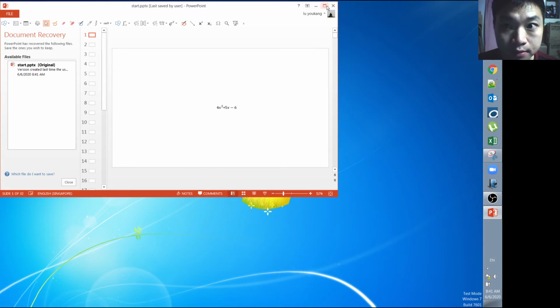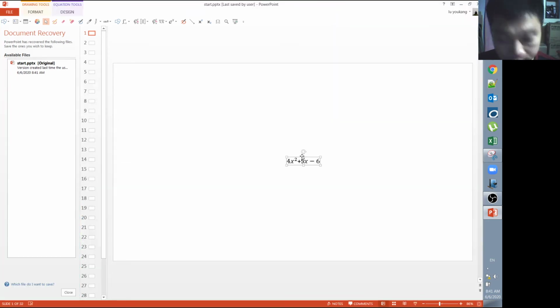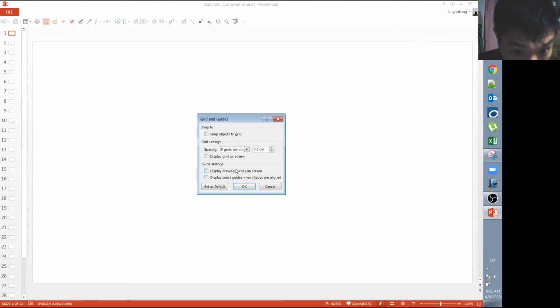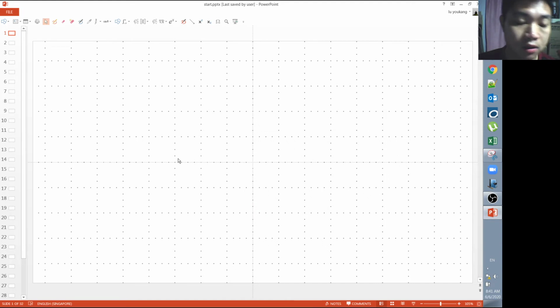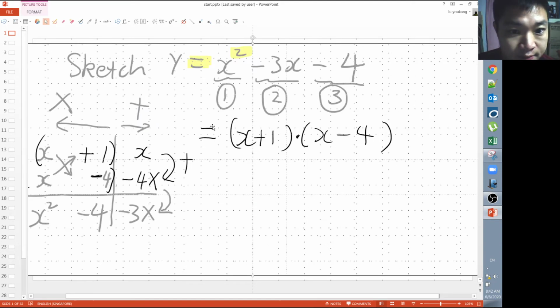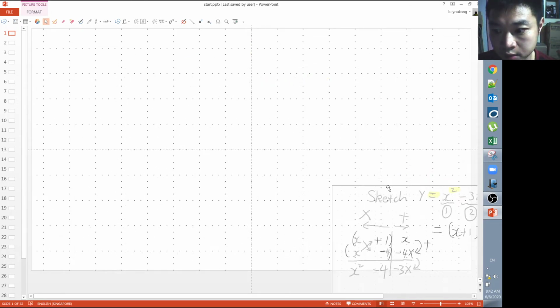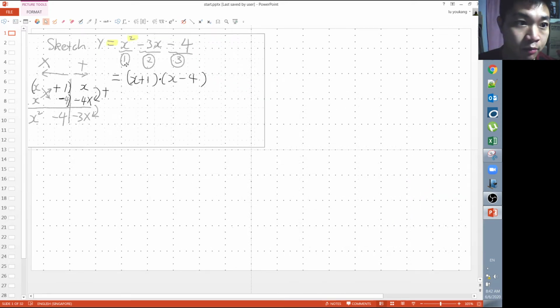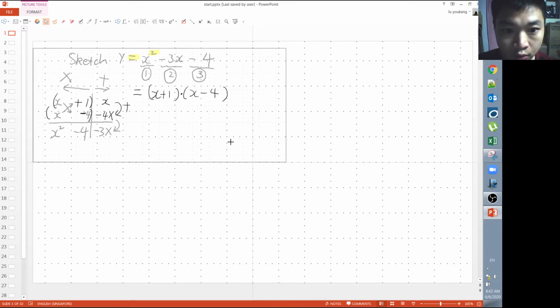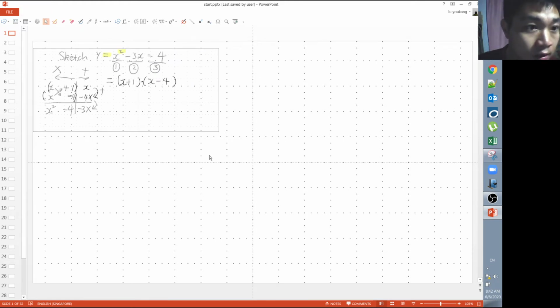Alright, so let me display all the grids so that I can actually sketch a better graph later. So I was having this, right? Okay, smaller. Okay, so your job now is to sketch this out.